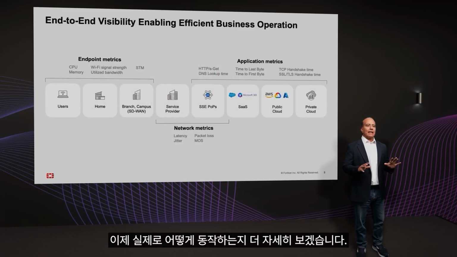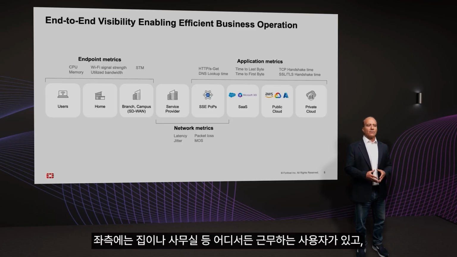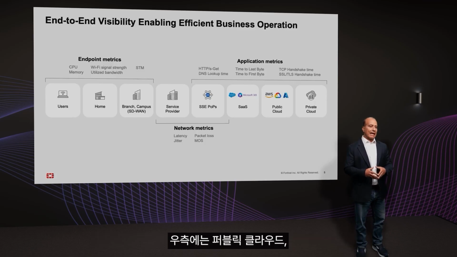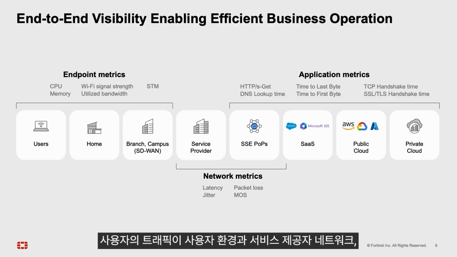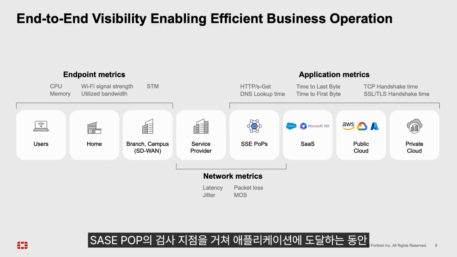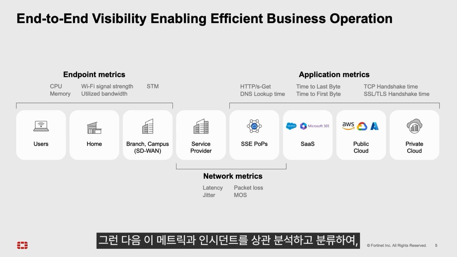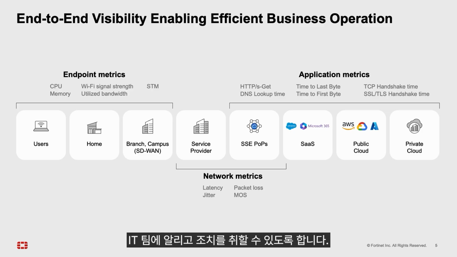Now, let's dive a little bit into how this works. We have users on the far left who could be working from anywhere, home or office, accessing applications on the far right that can be in the public cloud, private cloud, or consumed as a service. As the traffic traverses the user's environment, the service provider network, and the SASE POPs for inspection, then hits the applications, DEM is observing and monitoring the health of endpoints, network, and applications. It then correlates and triages these metrics and incidents, notifies IT teams, and allows them to take actions.